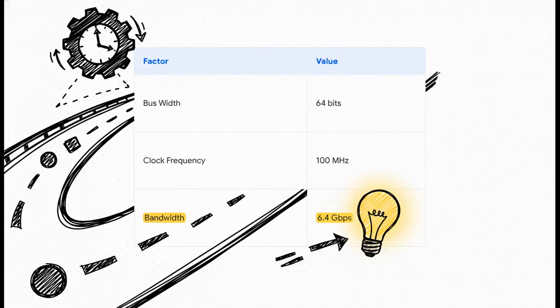So let's put it all together and get a real number. The total data transfer rate of a bus is called its bandwidth. So, if you have a 64-bit wide bus and it's running at a clock frequency of 100 megahertz, you get a theoretical bandwidth of 6.4 gigabits per second. That right there is the absolute top speed of that digital highway.